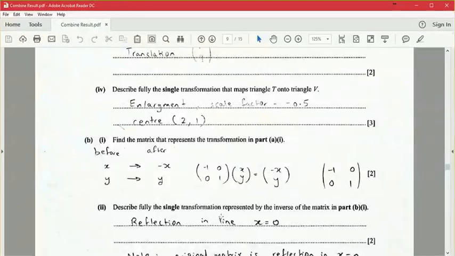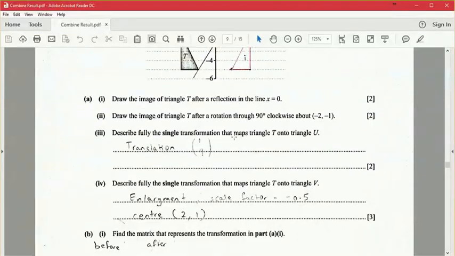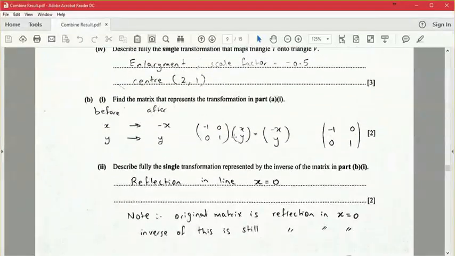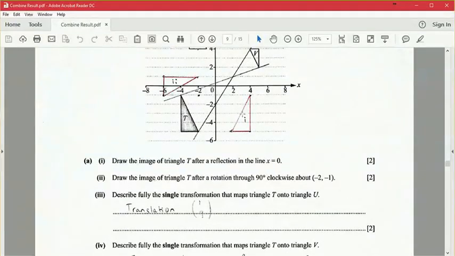Describe fully the single transformation represented by the inverse of the matrix in part b(i). In part b(i), this one, this matrix. Describe fully the single transformation represented by the inverse of this matrix. What is the inverse of this matrix? Well, if we look here, if we have this triangle, we want to get it here. This is the inverse of the matrix.